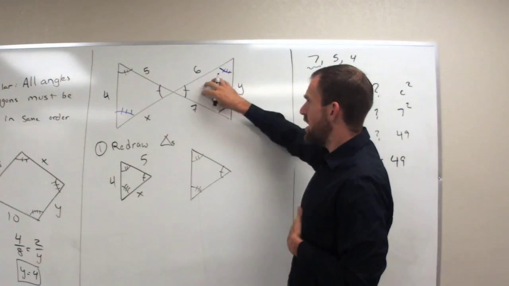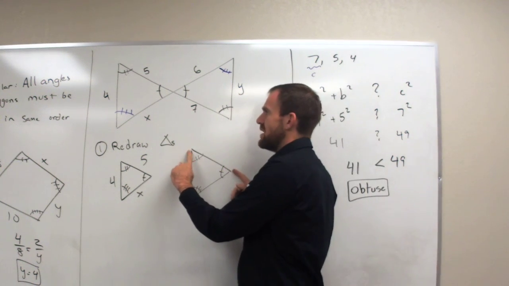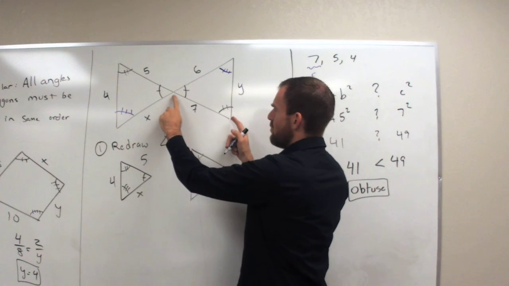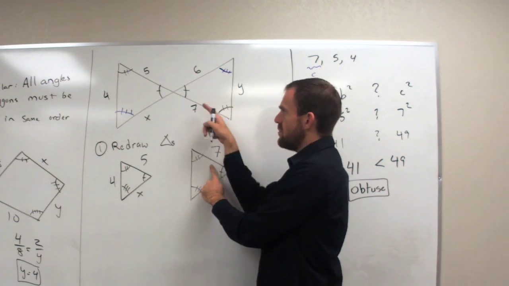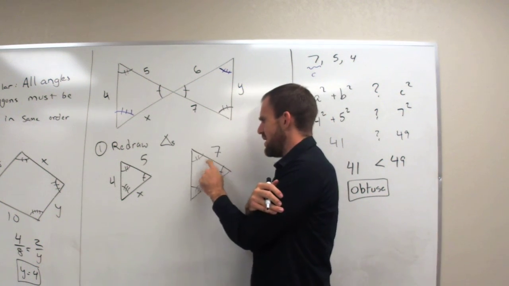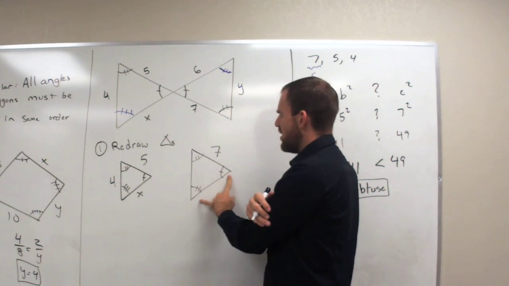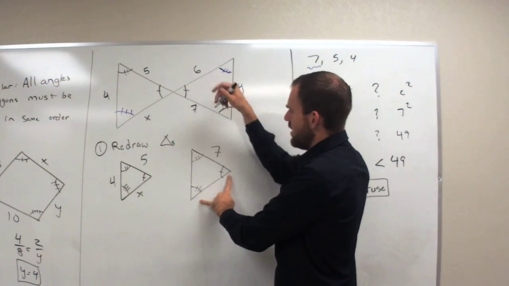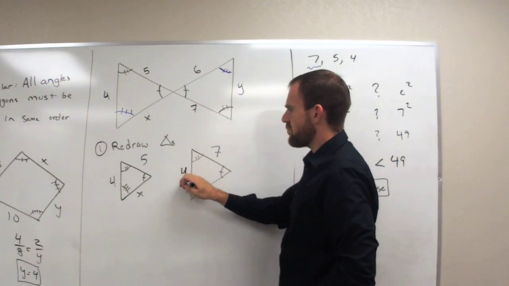So how do I redraw this triangle in this direction? This is how. I'm going to look between angle 1 and 2. Between 1 and 2 here, it's 7. So that means this is 7. Between angle 1 and angle 2, my side is 7. Between angle 1 and 3, this side is 6. Between 2 and 3, it's y.